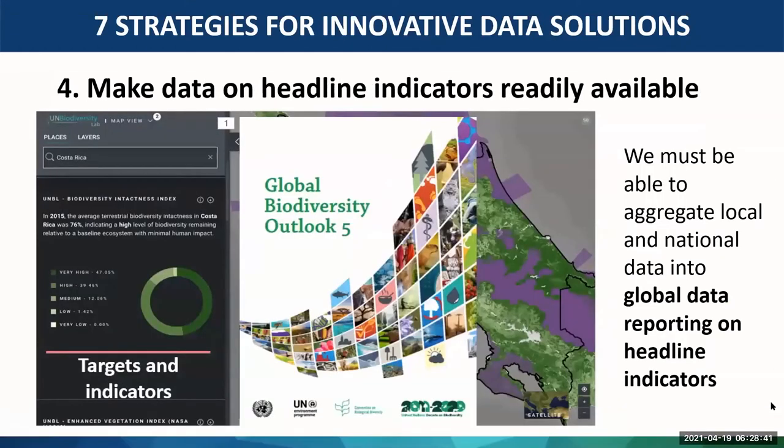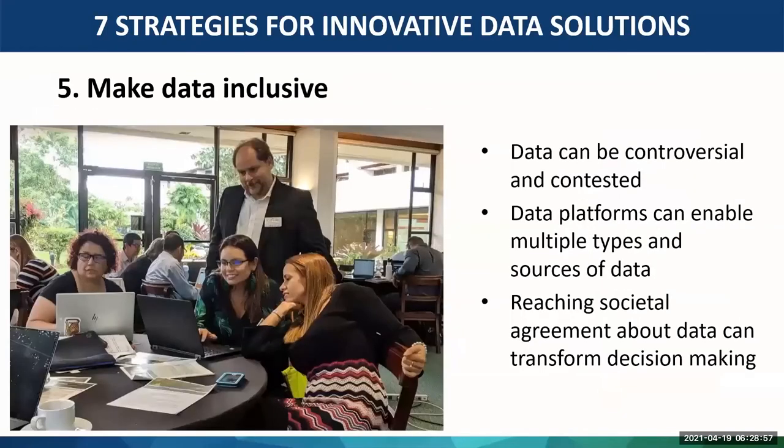Fourth, we need to make data on headline indicators readily available. That means we must be able to aggregate local and national data into global data reporting on headline indicators to have snapshots in time. Fifth, we need to make data inclusive. Data can be controversial and contested, so data platforms need to enable multiple types and sources of data, and reaching societal agreement about data can transform decision-making.